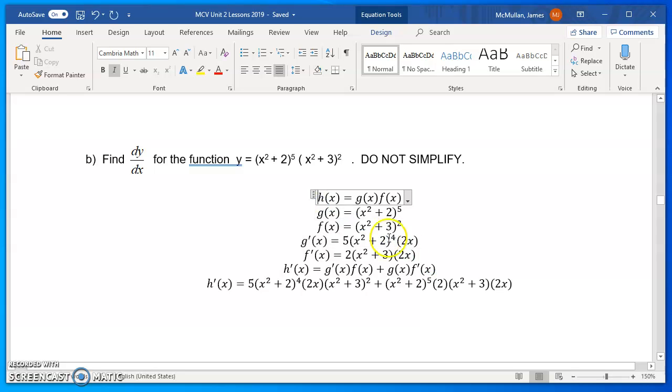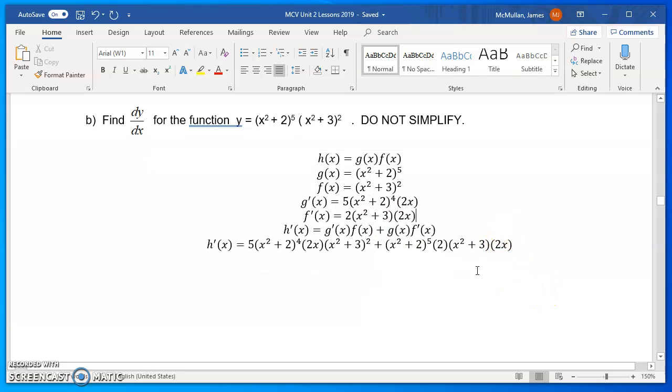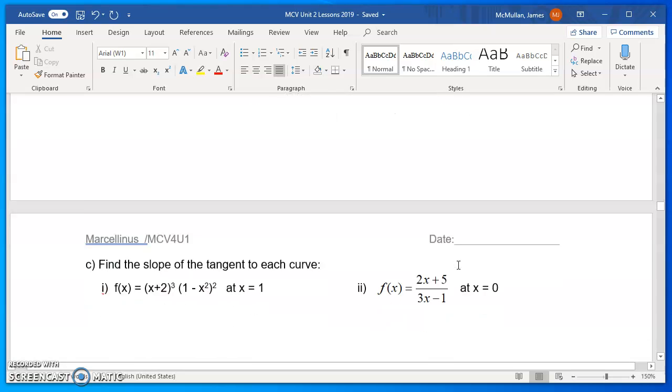At least it shows me what you were trying to do, and if you make that small mistake, I can still kind of work on it. I know that you know what you're doing. You just made a small error.